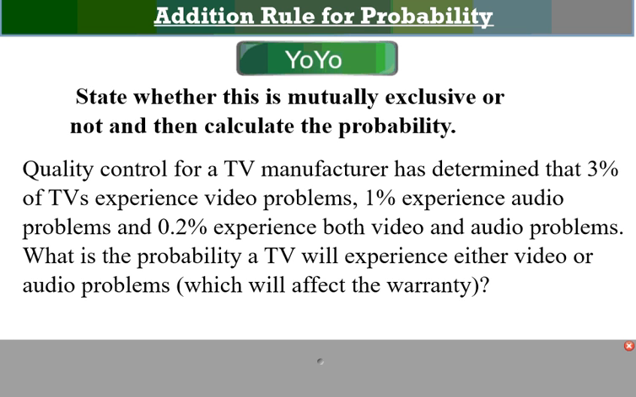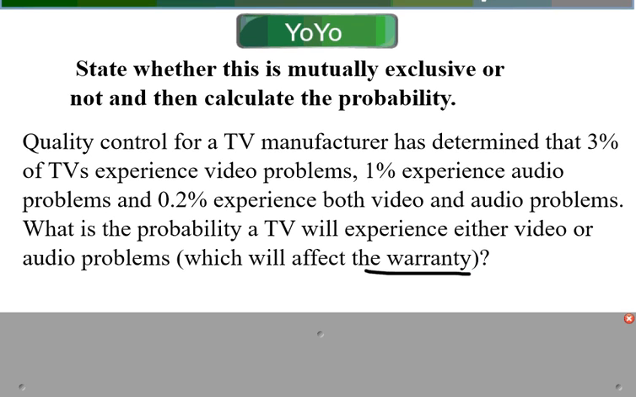I'm going to give you a chance to try. So your first job is to state whether this is mutually exclusive or not, and then calculate the probability. So the situation, quality control for a TV manufacturer has determined that 3% of TVs experience video problems, 1% audio problems, and 0.2% experience both video and audio problems. What is the probability a TV will experience either video or audio problems? And the reason someone would consider this is because that's going to affect the warranty, which we'll do calculations with in later topics. So give it a try, come back, see how you did.